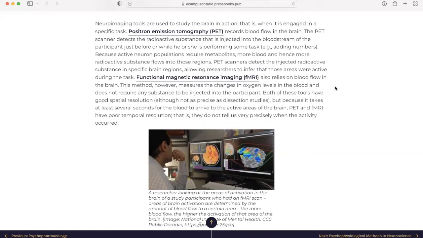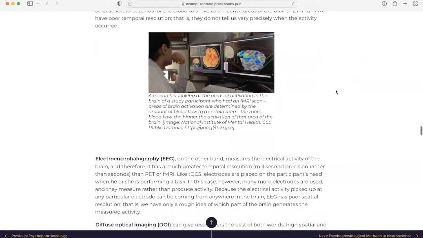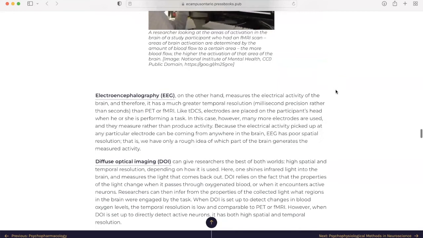But because it takes at least several seconds for the blood to arrive to the active areas of the brain, PET and fMRI have poor temporal resolutions. That is, they do not tell us very precisely when the activity occurred. That is also another key thing to remember.